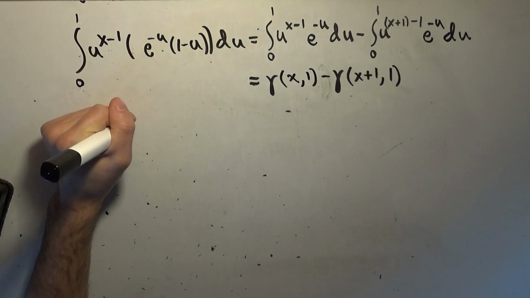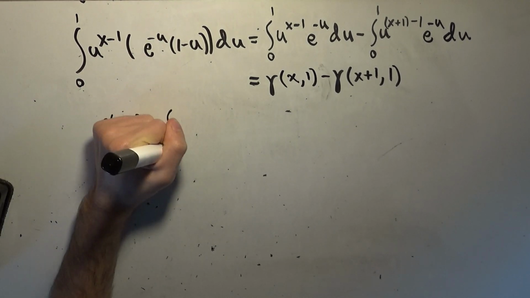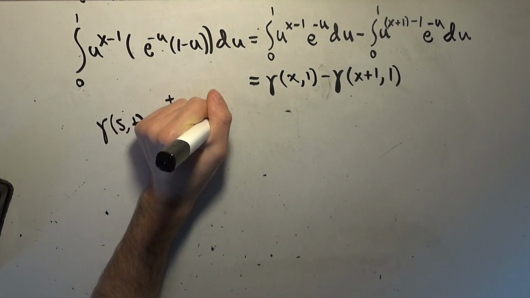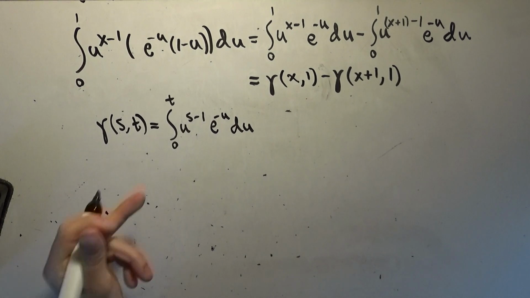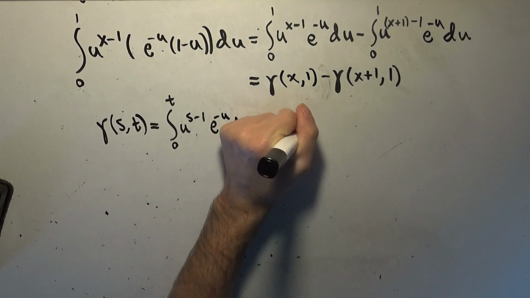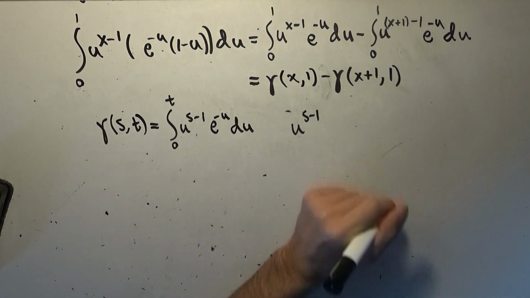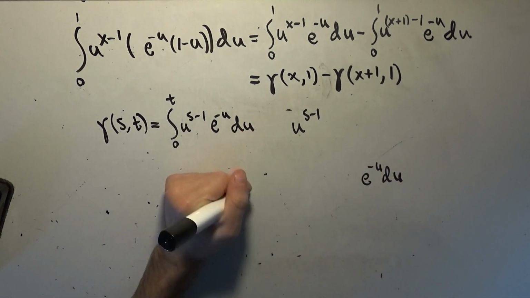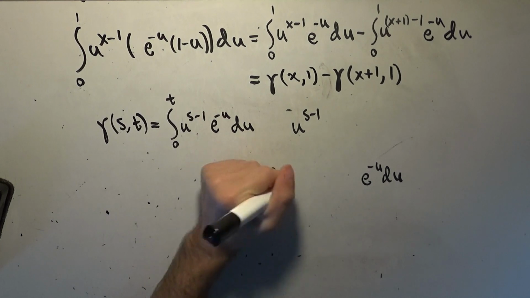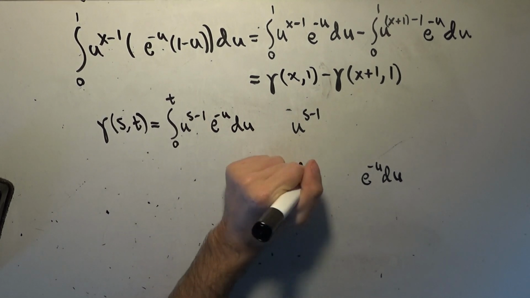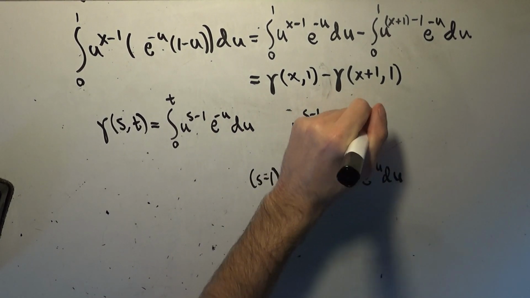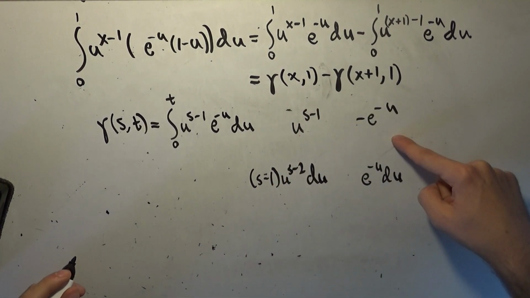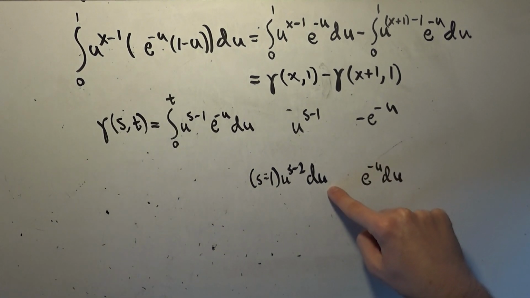So little gamma of s comma t is equal to the integral from 0 to t of u to the s minus 1 times e to the negative u du. And so we're going to have to do integration by parts, so we'll pick u to the s minus 1 to differentiate, and e to the negative u du to integrate. So we take the derivative, we get s minus 1 times u to the s minus 2 du, and we integrate e to the negative u, and we get negative e to the negative u. So we need to multiply those and subtract the integral of those two, which is quite easy.